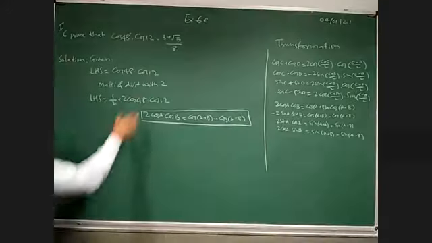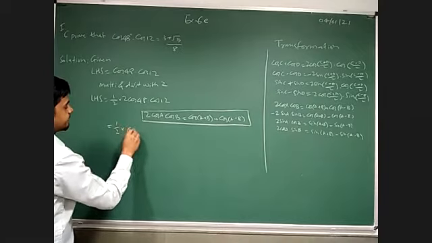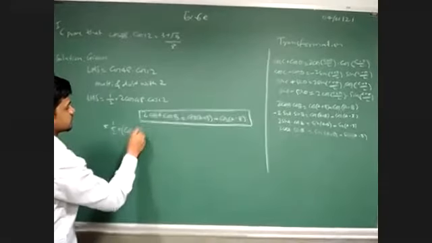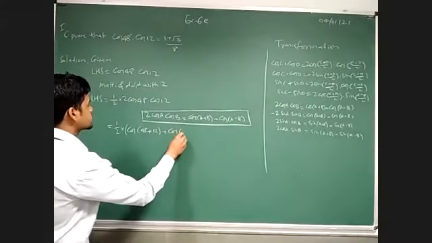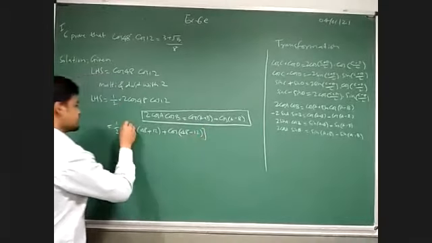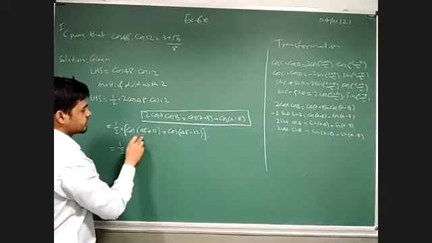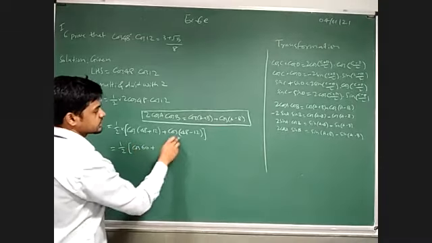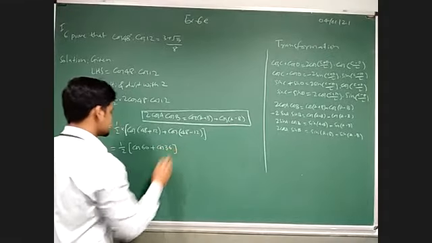Now I'm going to use this formula here: 1 by 2 into cos (48 plus 12) plus cos (48 minus 12). This is how we use our formula. Now 1 by 2 as it is. So here we will have 48 plus 12, that is 60, plus 48 minus 12, that is 36, so cos 36.